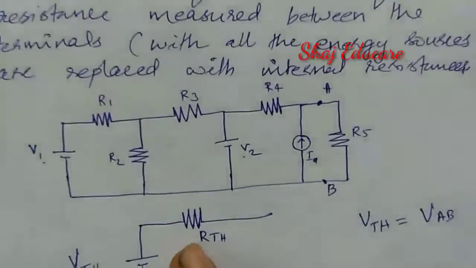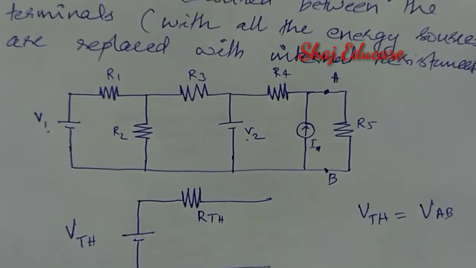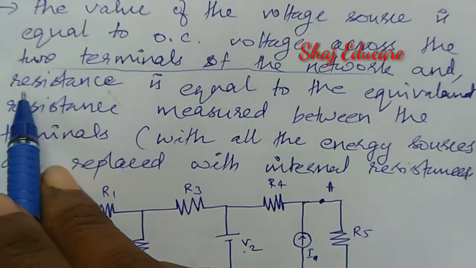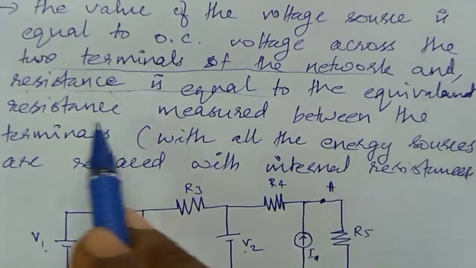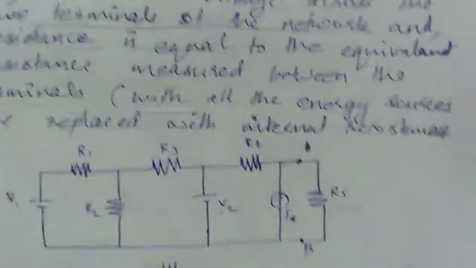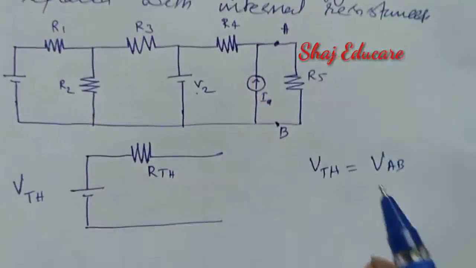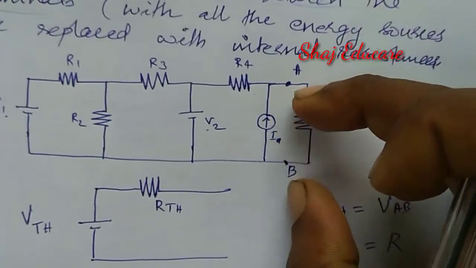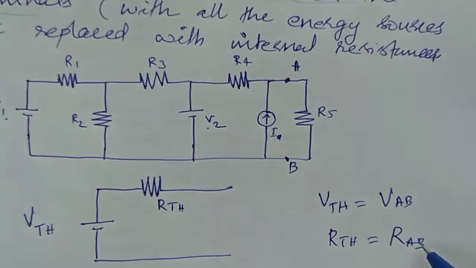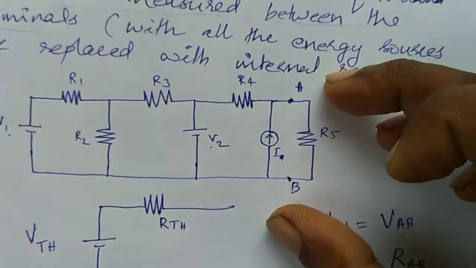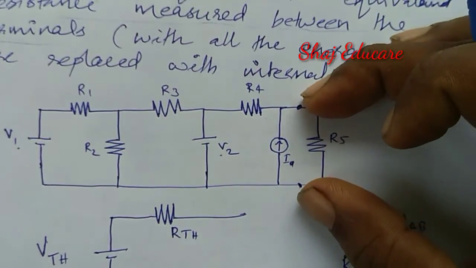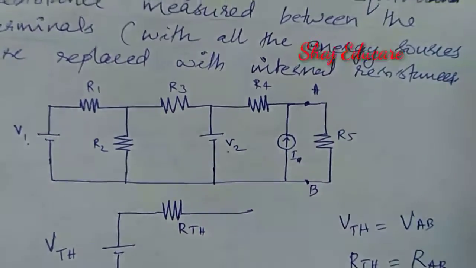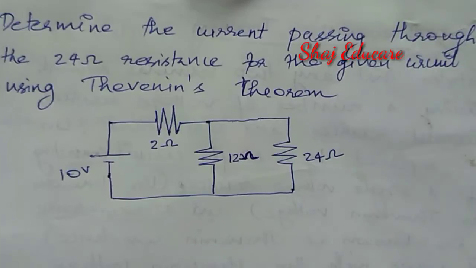And how can we find out the value of RTH? That is also given here. The resistance is equal to the equivalent resistance measured between the terminals. Means RTH will be R across A and B. Equivalent resistance across A and B. The equivalent resistance seen across A and B, that is RTH. And VTH is the open circuit voltage across that.